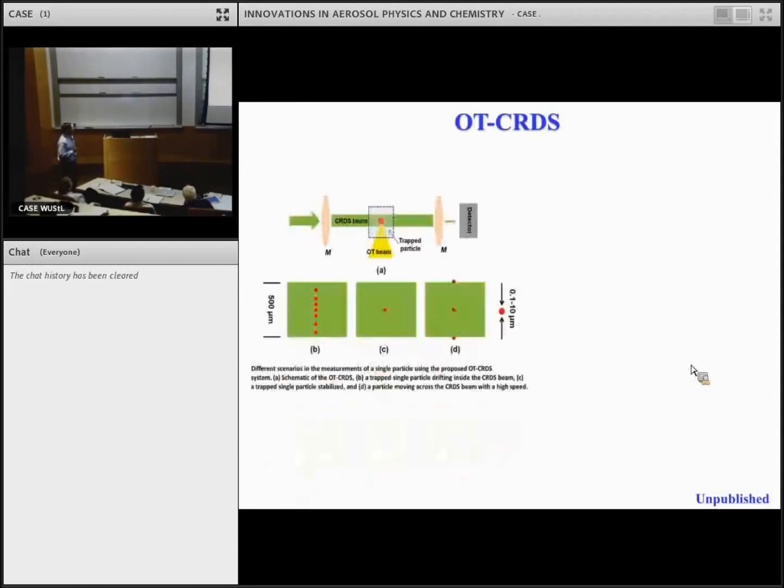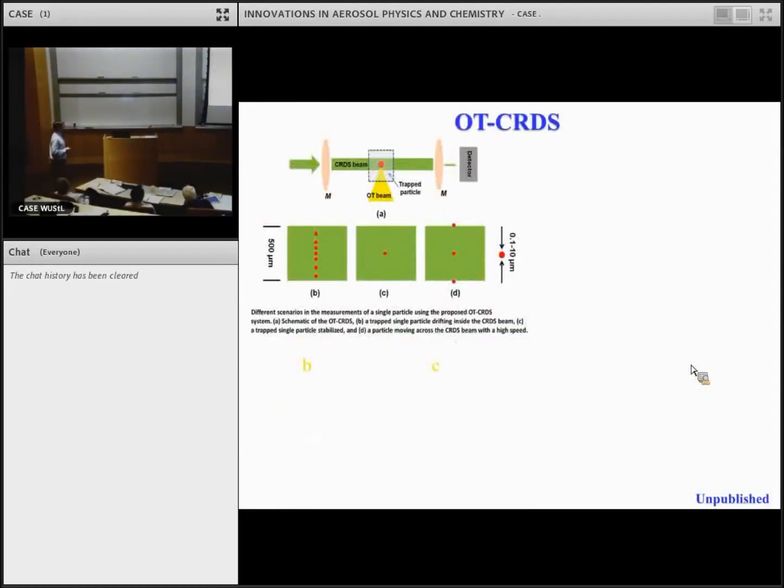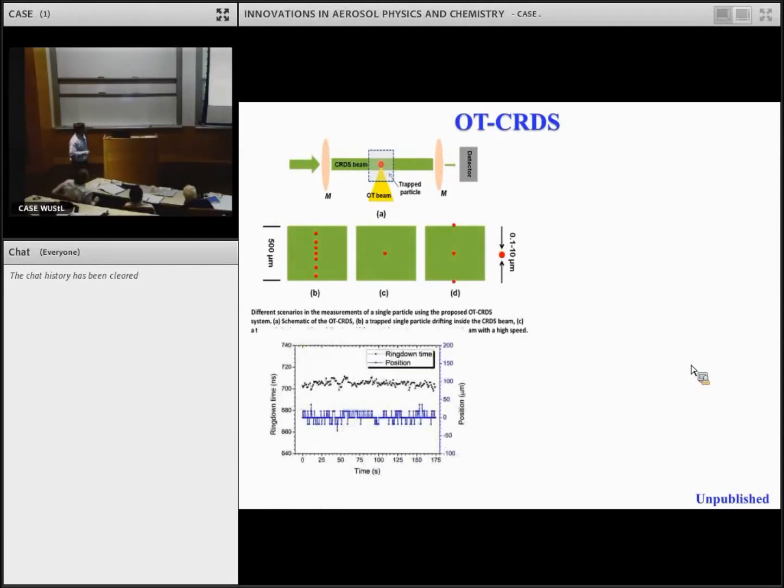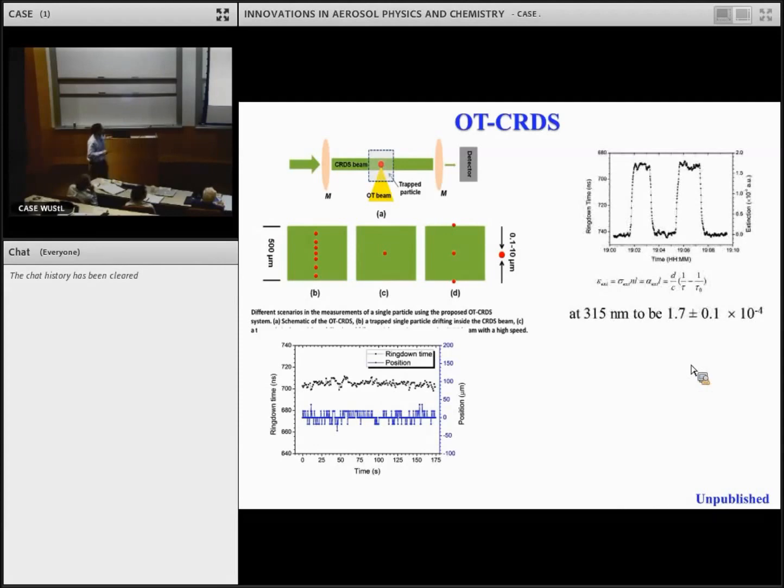So this is what we proposed in the proposal a couple of years ago, and this is what we have now. First, this one shows the trapped particle stability, indicated by the position viewed by the imaging system, and this by ring-down time. Then next, this one shows when the trapped particle is inside and outside the ring-down beam. We have different extinction, and this one is reproducible.